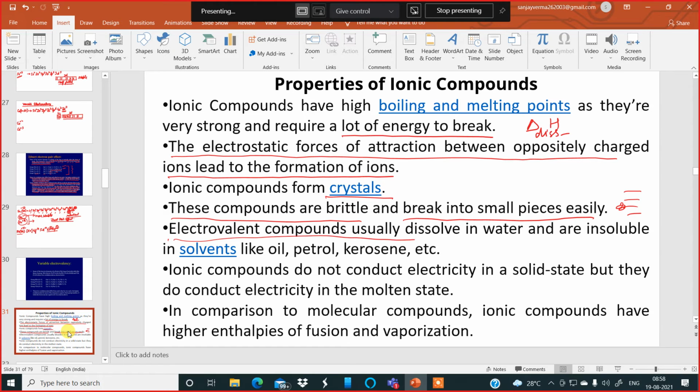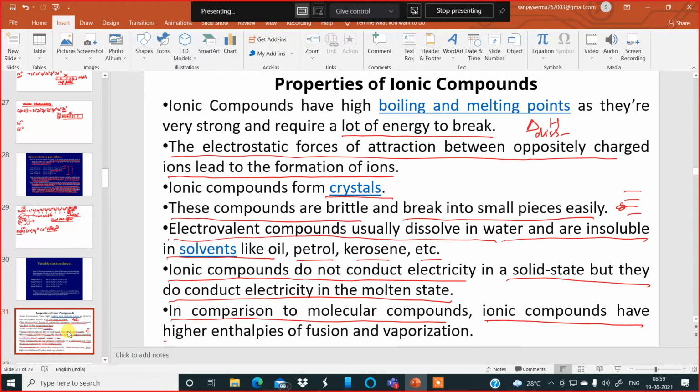Electrovalent compounds usually dissolve in water and are insoluble in solvents like oil, petrol, kerosene, etc. Ionic compounds do not conduct electricity in the solid state, but they conduct electricity in the molten state only. In comparison to molecular compounds, ionic compounds have higher enthalpies of fusion and vaporization. That means in order to melt them, in order to vaporize them, we need a lot of temperature. We have to provide a lot of heat energy.